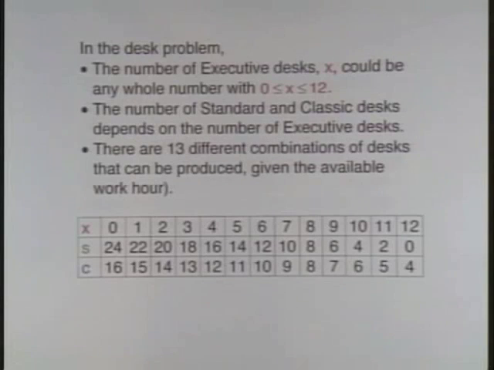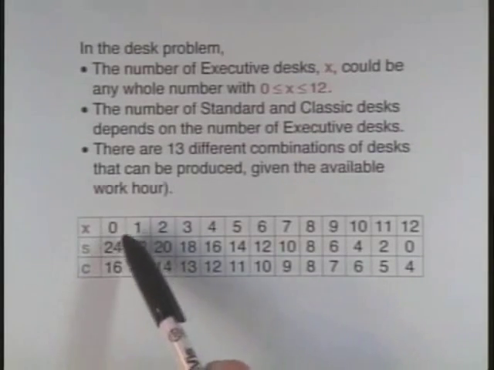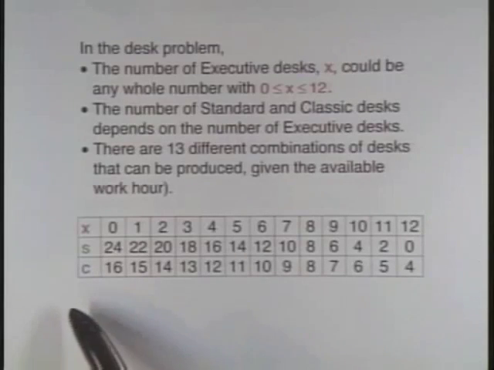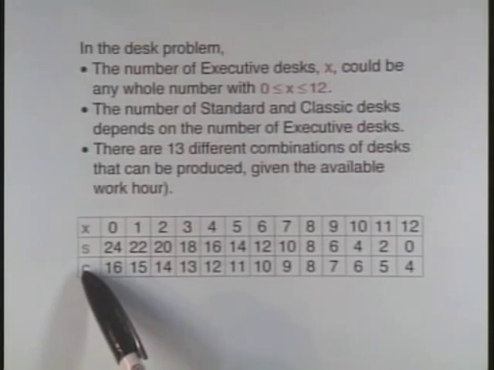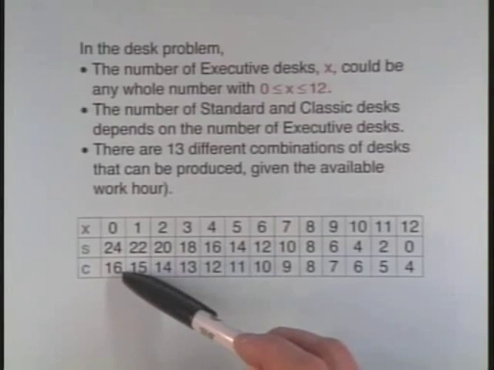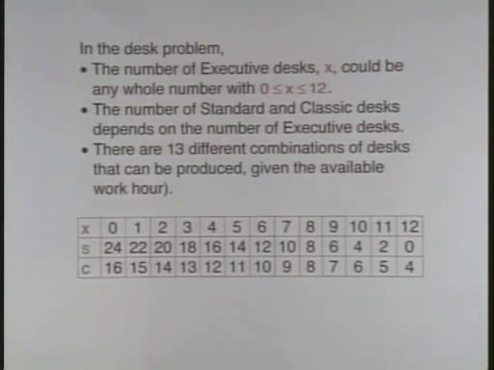Similarly, in the desk problem, the number of executive desks, x, could be any whole number with 0 less than or equal to x less than or equal to 12. The number of standard and classic desks depends on the number of executive desks. There are exactly 13 different combinations of desks that can be produced given the available work hours. Our number of executive desks, x, can be any number from 0 to 12, so we enumerate and list 0, 1, 2, 3, up to 12. Then we use our formulas to find the number of standard desks. So when 0 executive desks are produced, we have 24 standard desks and 16 classic desks. And we can do that and get the 13 different combinations that can be produced with the available materials.